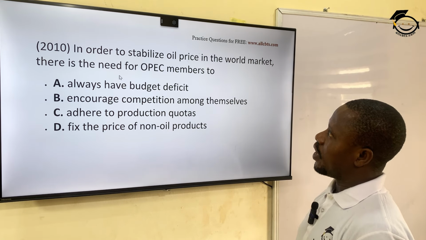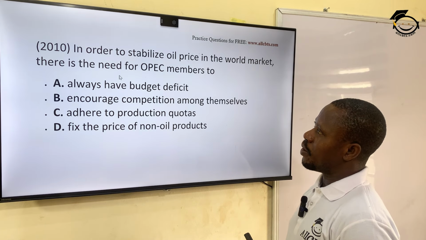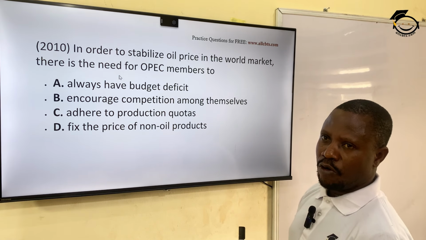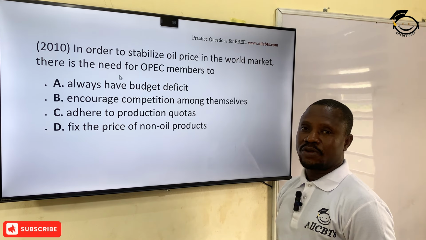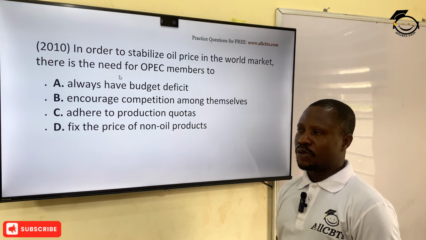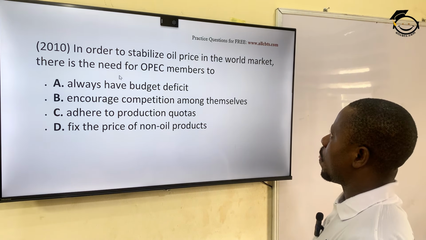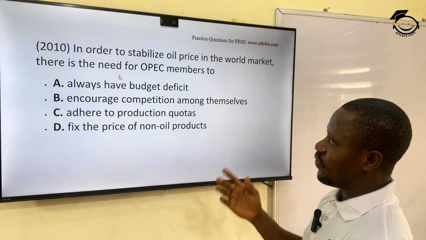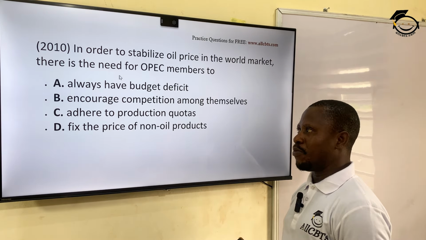In order to stabilize oil price in the world market, there is a need for OPEC members to... OPEC, Organization of Petroleum Exporting Countries, is an international organization that is set up to regulate all activities that has to do with what? Production of crude oil in the world. Okay? So, what is the need for OPEC? That's what we are talking about. Why should I be a member of OPEC?